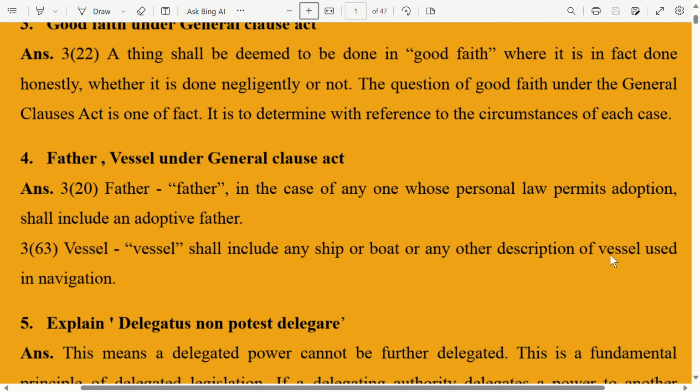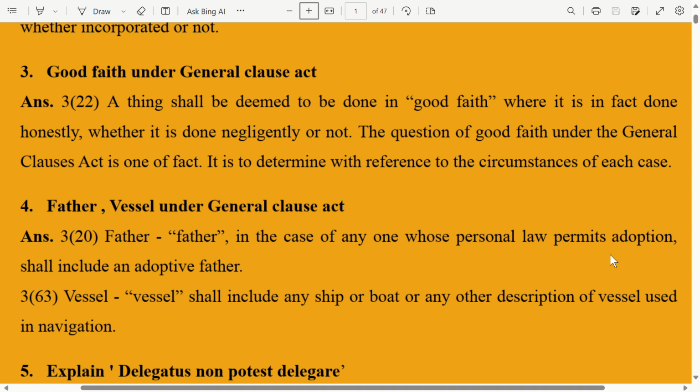Question 3. Good faith under the General Clauses Act. Section 3, subsection 22. A thing shall be deemed to be done in good faith where it is in fact done honestly, whether it is done negligently or not. The question of good faith under the General Clauses Act is one of fact. It is to be determined with respect to the circumstances of each case.